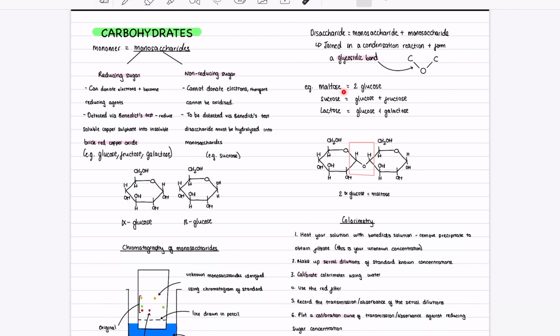Maltose is where two alpha glucose molecules join together. Sucrose is where an alpha glucose and fructose is joined together, and lactose is where an alpha glucose and galactose join together.